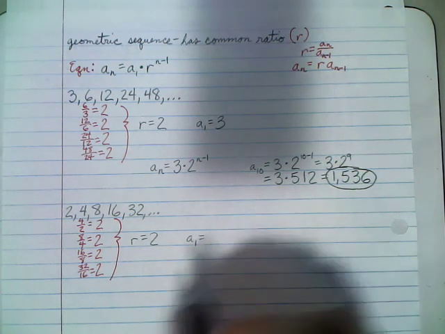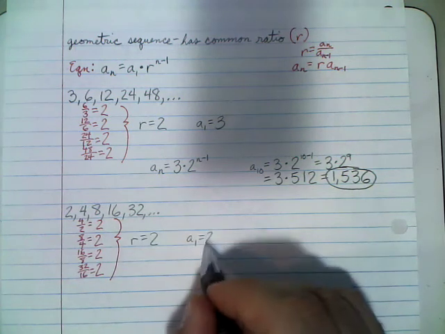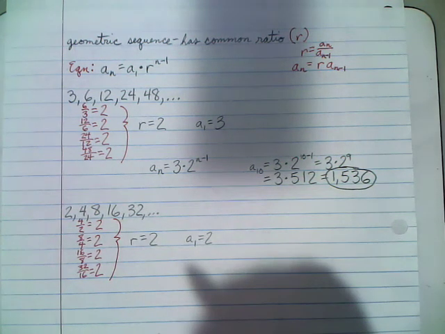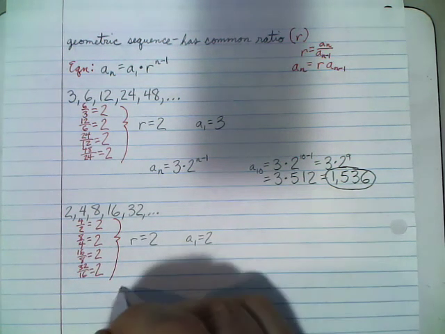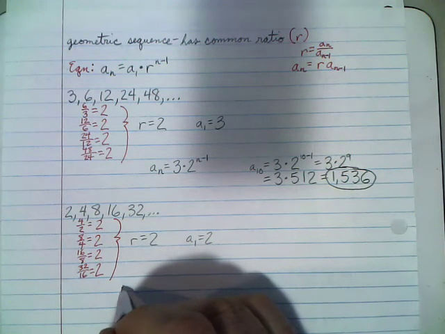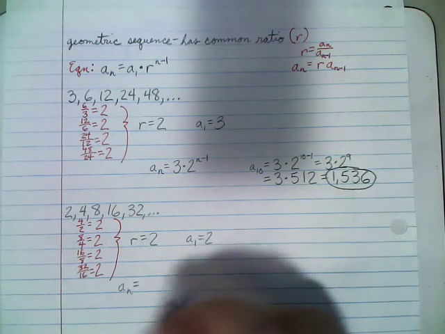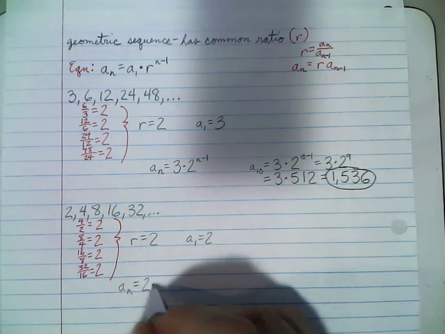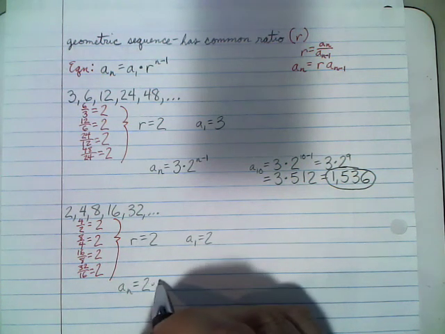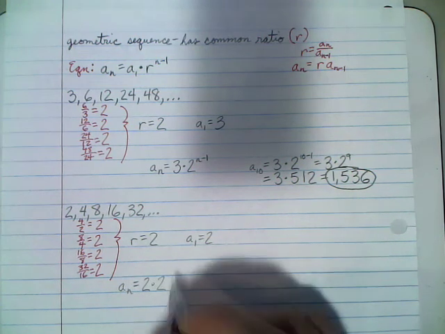However, instead of starting at 3, we're starting at 2 as well. So my formula this time is a sub n equals my a sub 1, my first term, 2, times 2, the ratio, to the n minus 1 power.